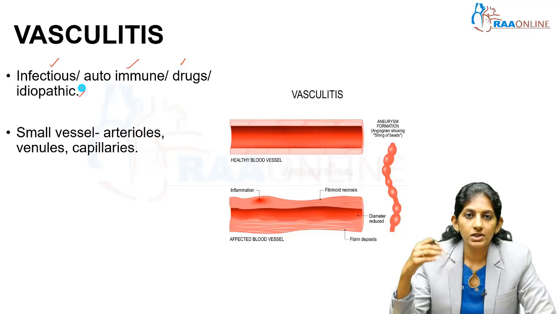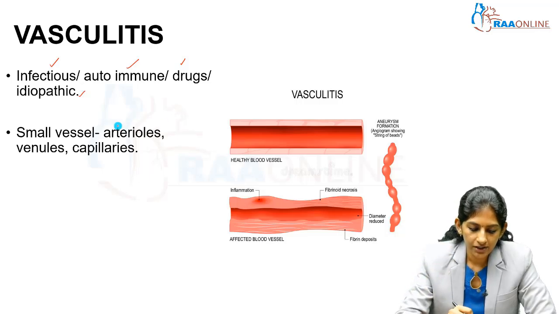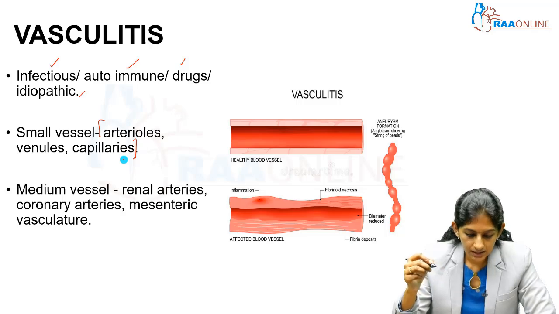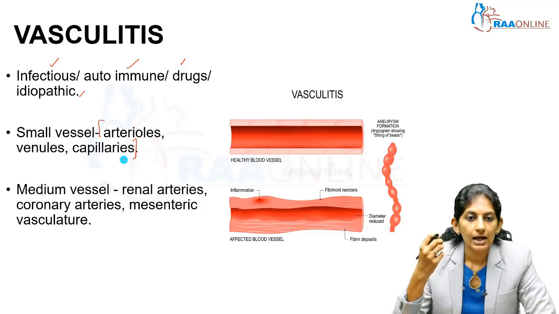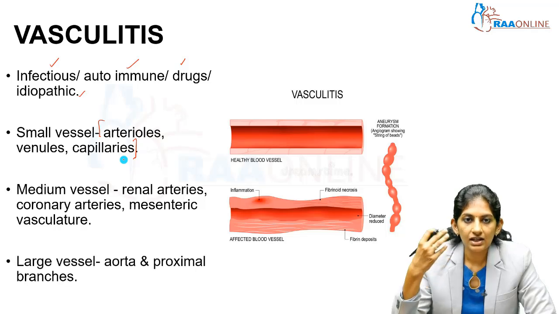So, what is small vessel, medium vessel and large vessel? By small vessel we mean involvement of arterioles, venules or capillaries. Medium vessels are the coronary arteries, as involved in Kawasaki disease. Renal arteries and mesenteric vasculature also fall in the medium vessel category. Large vessels are the aorta and its proximal branches.